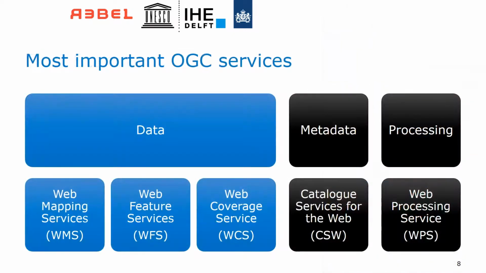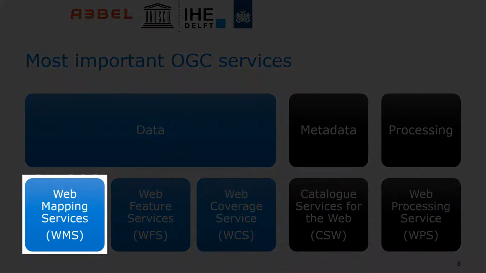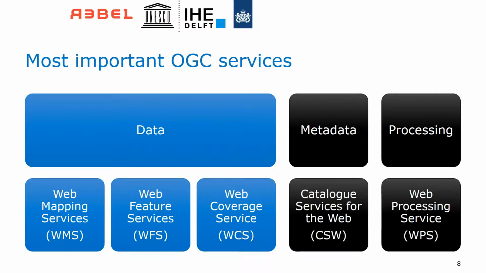Here we see the most important OGC standards for spatial data infrastructures, also called OGC services or APIs. The web mapping services, or WMS, are a rendered image of the data. So it's not the real data, points, lines, polygons, or raster, but it's a picture generated from the data for visualization in web apps, mobile apps, or services.